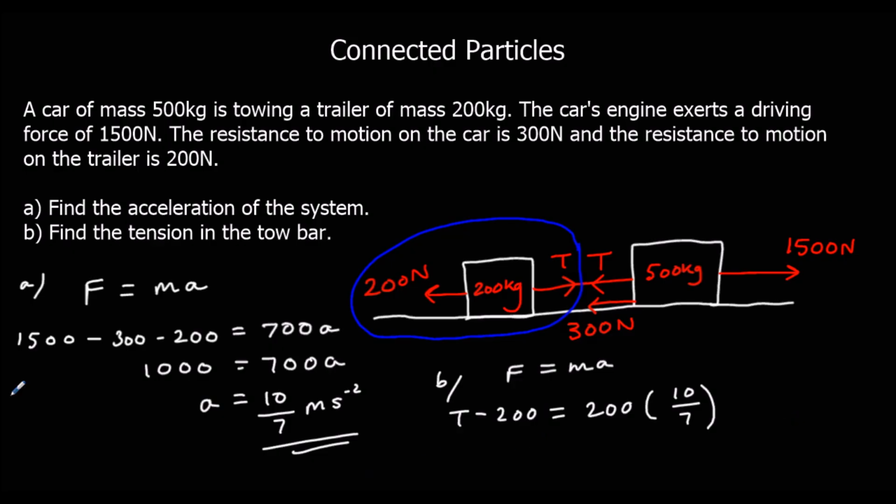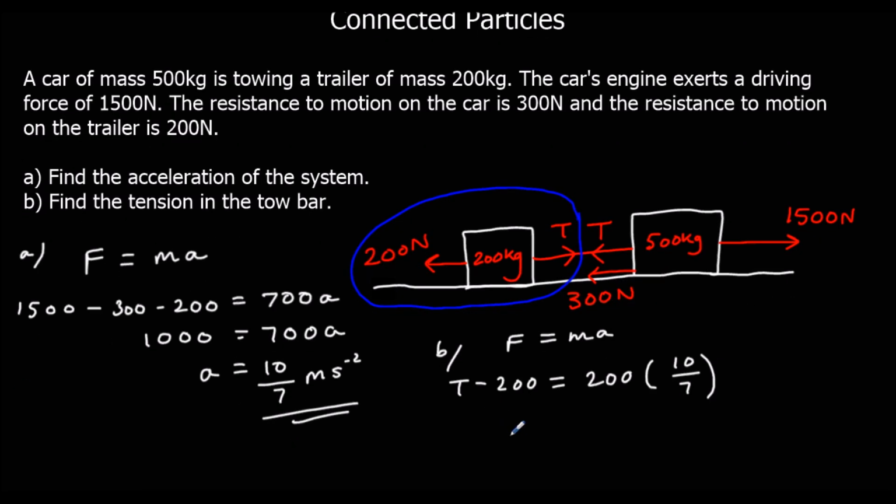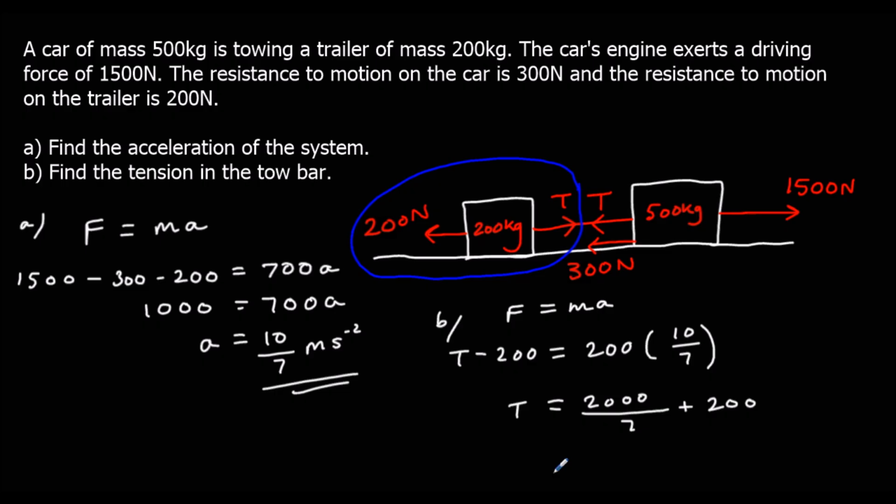So if we plus 200 to both sides, T equals 2,000 over 7 plus 200, which is 3,400 over 7 newtons.